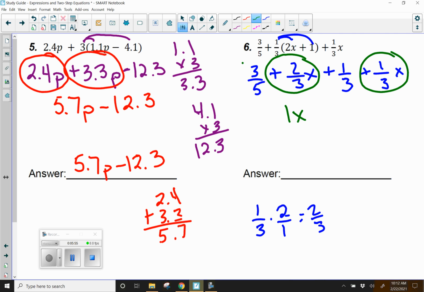And then here we've got a positive 3/5 and a positive 1/3. So those have different denominators. So I'm just going to set up a fraction operation problem down here. We have to find a common denominator, which is 15.